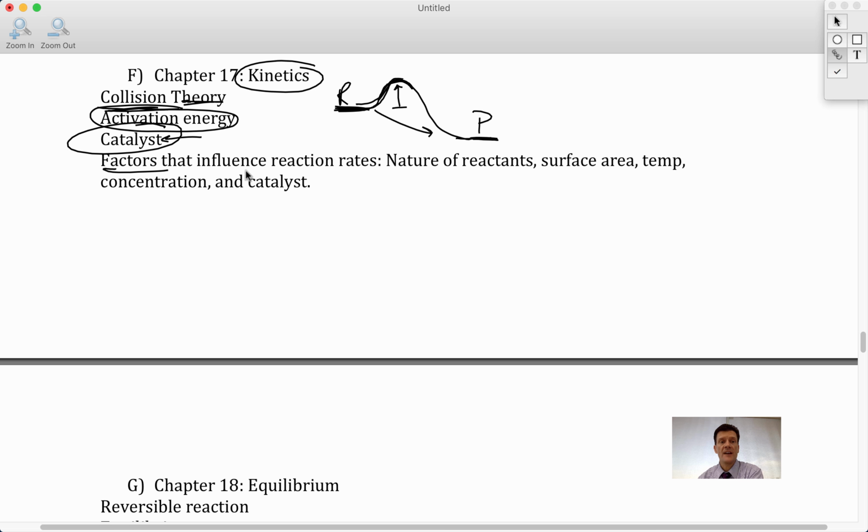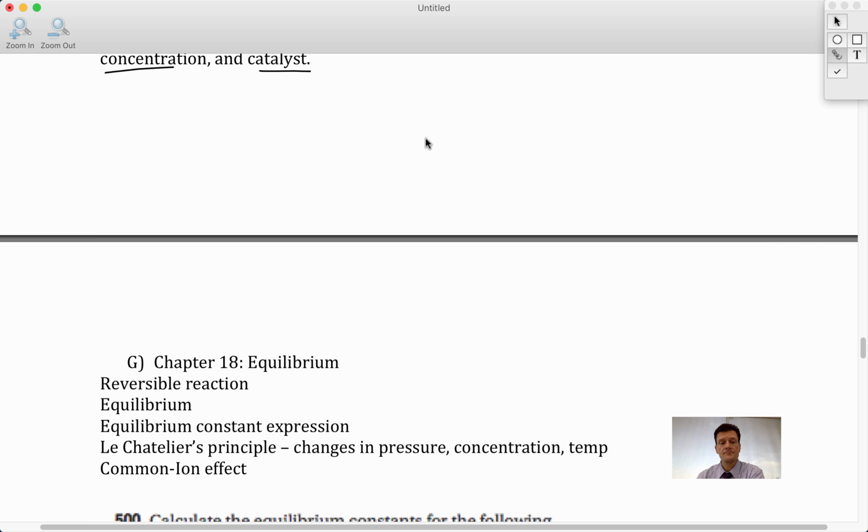And then you need to know the factors that influence reaction rates. For example, nature of reactants, surface area, temperature, concentration, and catalyst, and understand how each of those on the molecular level is affecting the rate of the reaction.